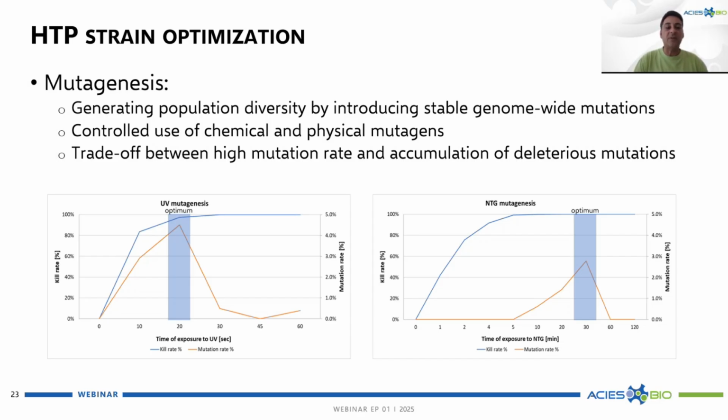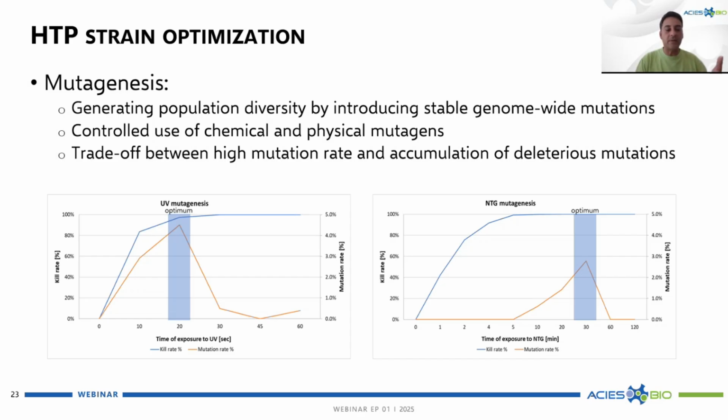the idea is to introduce the minimal amount of mutations to enable statistically reachable aims to identify good mutants, but then again, not to be too harsh on the cells because you can also cause unwanted deleterious mutations, which then eventually start resulting in the slow loss of positive traits. So this is a typical graph which shows correlation between the kill rate, which happens when you expose the cells to a mutagen, and then how we try to find the optimal exposure to have a good frequency of mutations, but not overdo it, to say it like that.